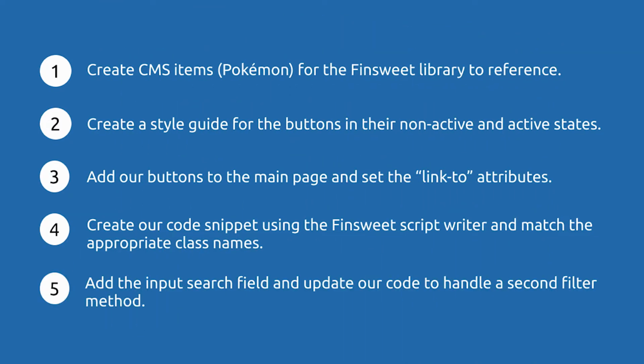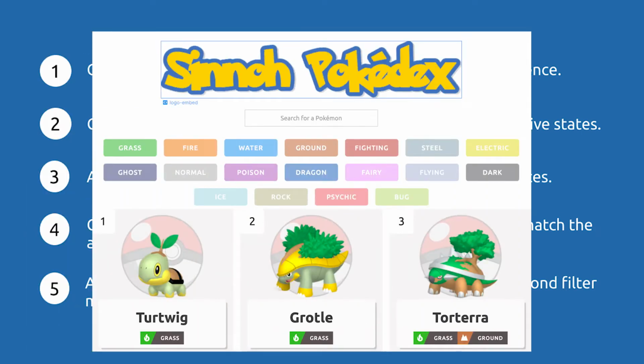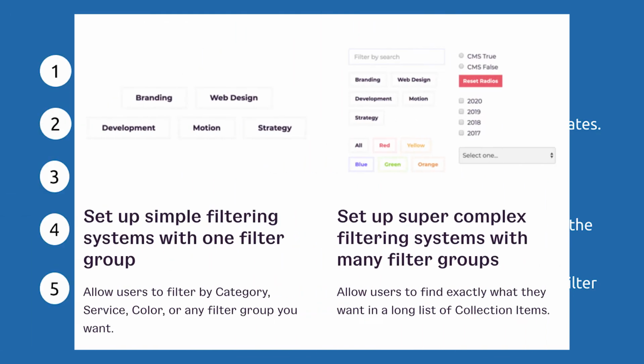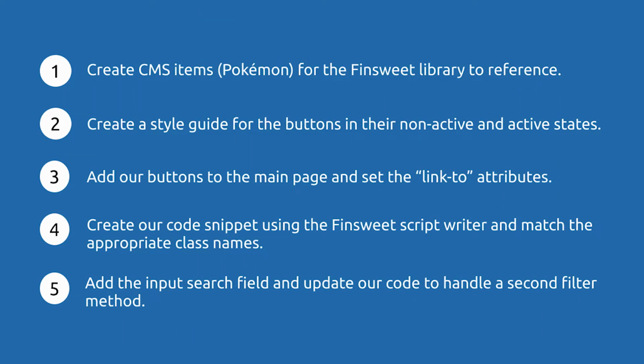And then the last and fifth step, once all that's in place and all the buttons are working and filtering out by the Pokemon type, we can just add the input search field and then update our code to handle a second filter method. What's great about this library is that you can add more than one method. Like I showed before, you can filter out things with radio buttons, checkboxes, inputs. There's a lot of flexibility here, but we're going to use another input at the end as a search field.